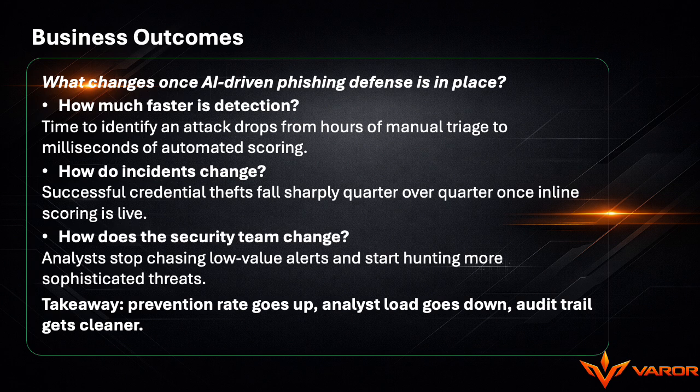Business outcomes. What changes once AI-driven phishing defense is in place? How much faster is detection? Time to identify an attack drops from hours of manual triage to milliseconds of automated scoring. How do incidents change? Successful credential thefts fall sharply quarter over quarter once inline scoring is live. How does the security team change? Analysts stop chasing low-value alerts and start hunting more sophisticated threats. Takeaway: prevention rate goes up, analyst load goes down, audit trail gets cleaner.